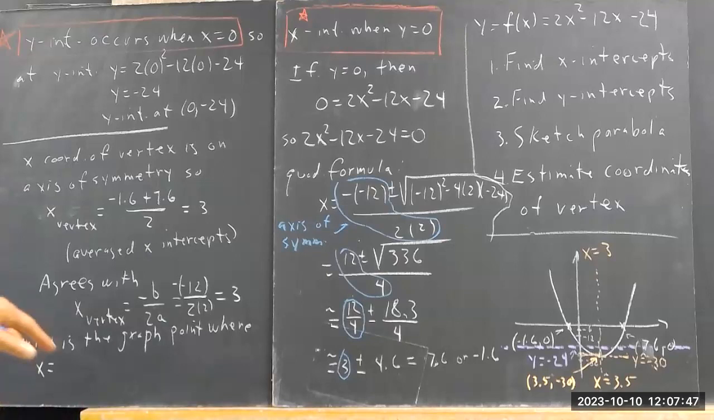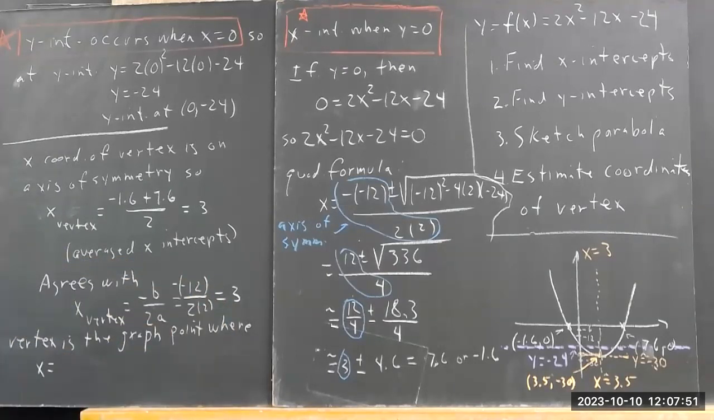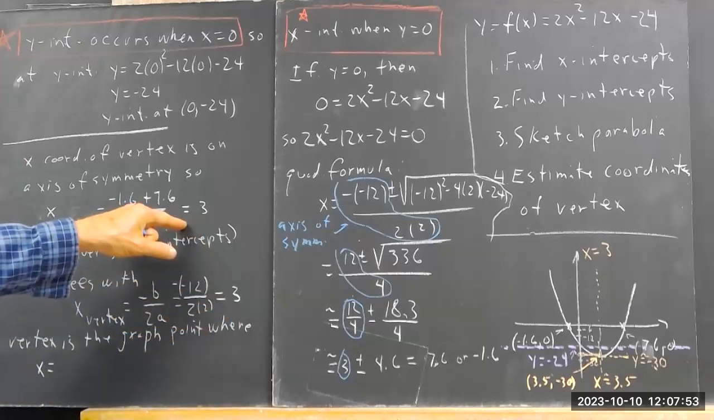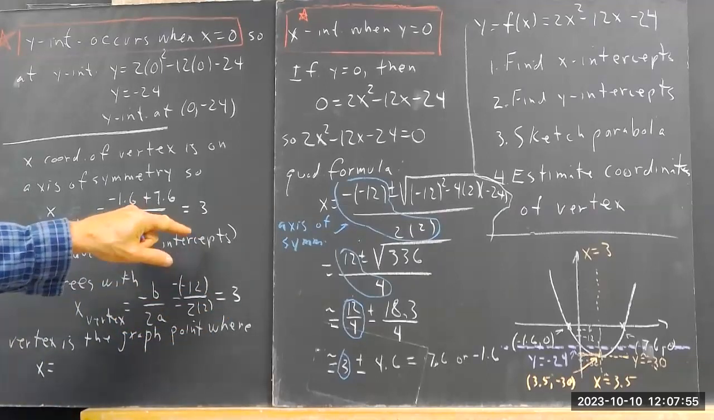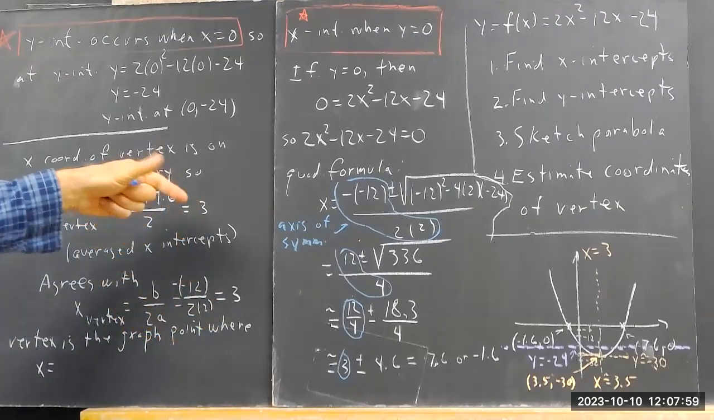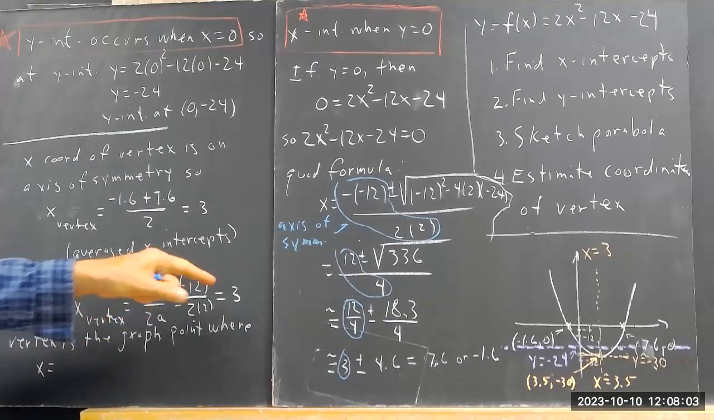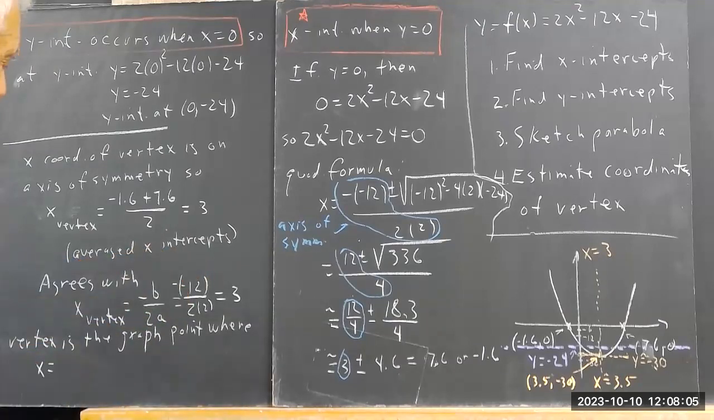And then we got this formula that gives us the x vertex. It has to agree with this. If you got some round off error up here, it might not agree completely, but it's going to agree to as many significant figures as you're using. In any case, the x coordinate of the vertex of the graph is a point where x equals 3.